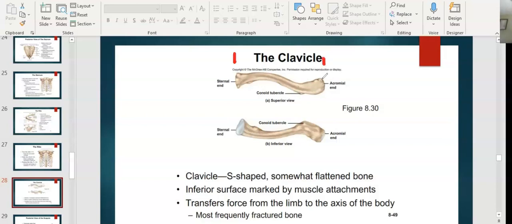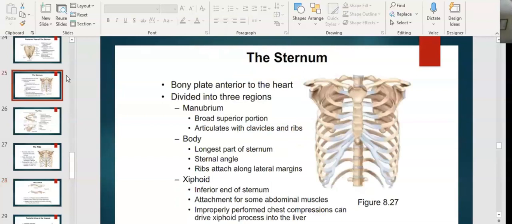So this is going to be called the acromial end, and this is going to be called the sternal end. Right here at the bottom, you can see you have a conoid tubercle. So then if I show you this figure again, you can see right here the sternum. And right here is your clavicle.